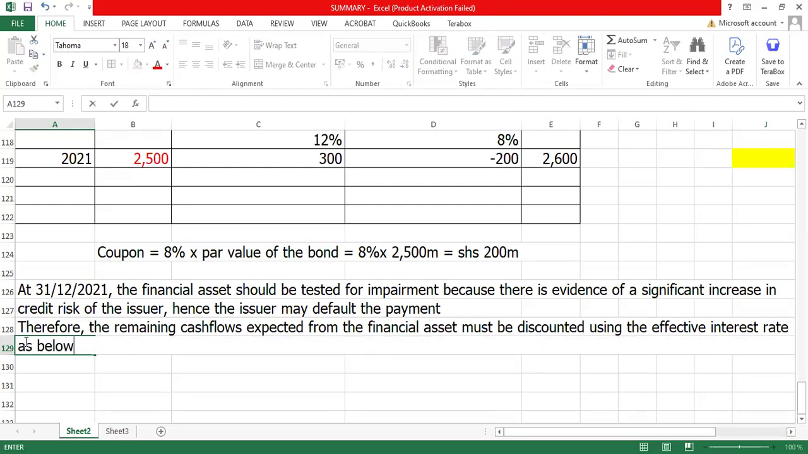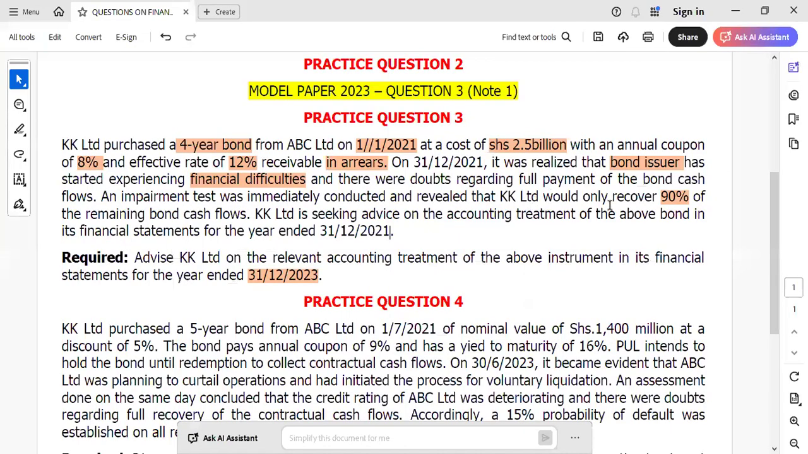So you must first determine the expected cash flows. What are our expected cash flows? Basing on what do you expect? Let me see from the question. You can only recover how much? You can only recover 90% of the remaining bond cash flows. That's what you can recover.